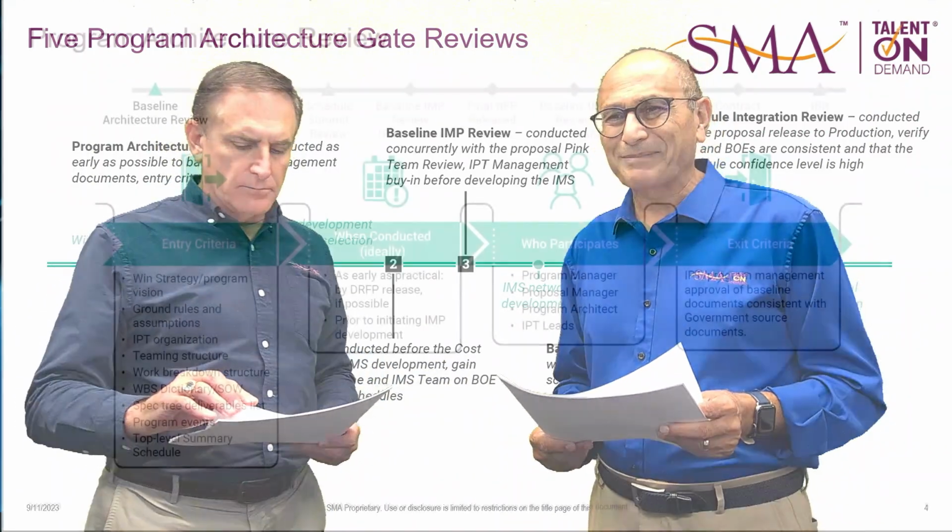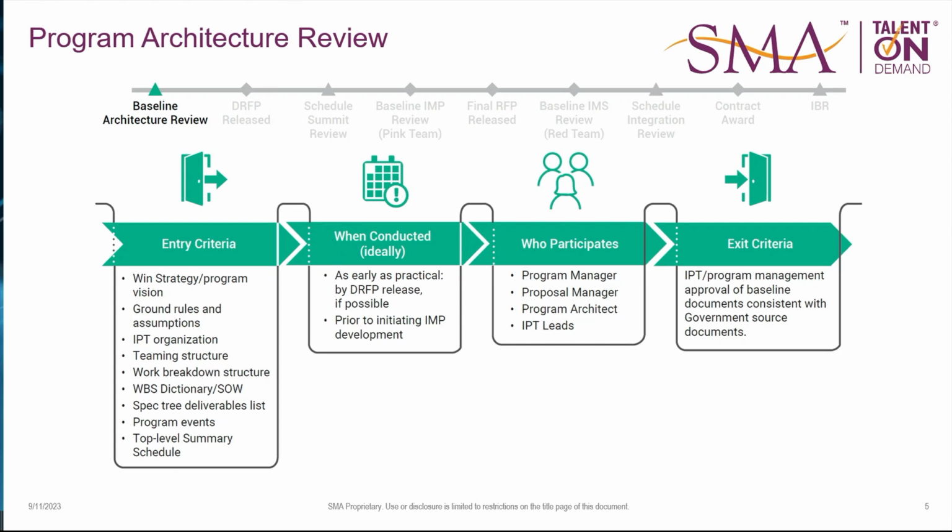All right, fantastic. Now, Jacque, can you tell us a little bit about the first review? Yeah. So as I said, the program architecture review is the first review, and this happens very early in the process, right around the win themes, right after win theme development. And here your win strategies and entry criteria. In fact, what we've done with this is we've cut the way we think about IMPs and all the rest. We architected this part of the book to flow that way. So we identify the entry criteria, when things are conducted, who participates, and the exit criteria.